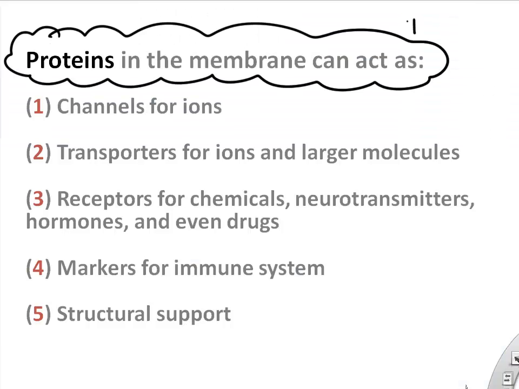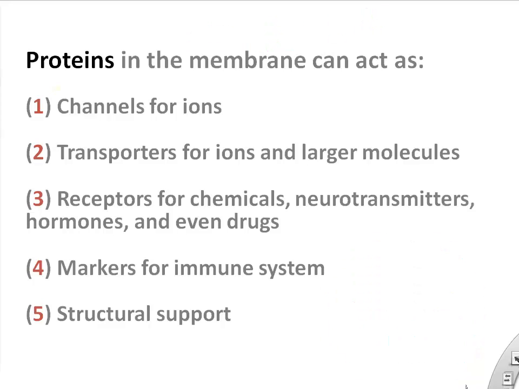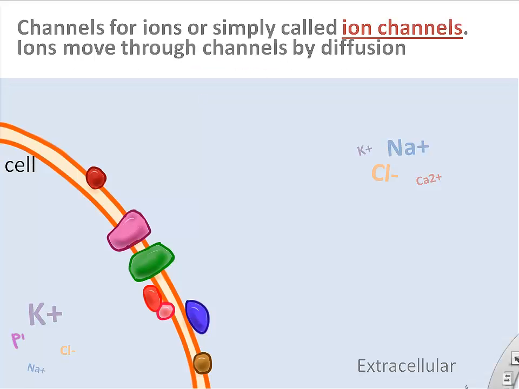There are 5 things that I decided membrane proteins do. You might want to pause it and write down some of this list in your workbook, and we're going to go through each one with examples. Starting with channel proteins or ion channels. So ion channels are specific proteins in our membrane that are going to allow ions to move through our membrane. And they act sort of like tunnels.